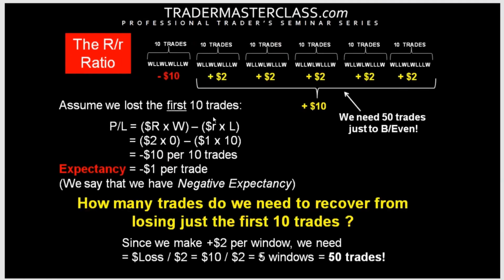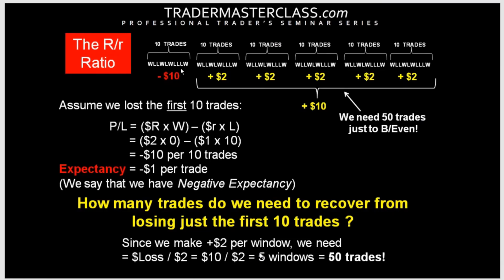Next slide. So if you lose the first 10 trades, you have lost $10 over 10 trades. Here, assuming every trade was a losing trade, you have lost $10, which is $1 per trade. Now, the question is this: how many trades do you need to recover from losing every single trade in the first 10 trades? So overall, you lost $10, okay? How many trades must you execute, must you initiate, must you implement in the market going forward in order to recover the $10?